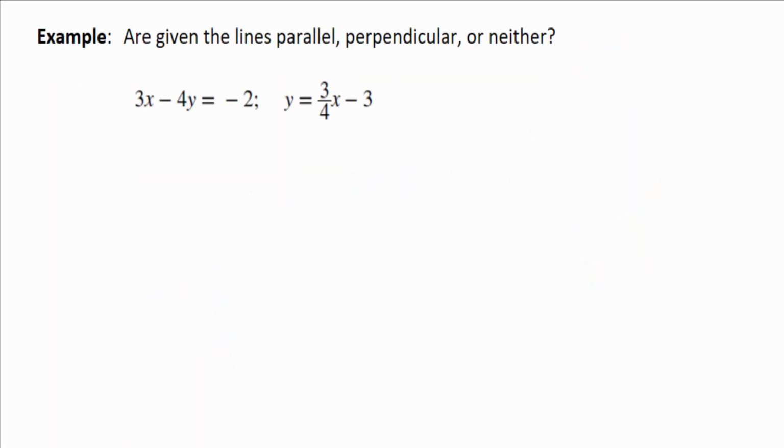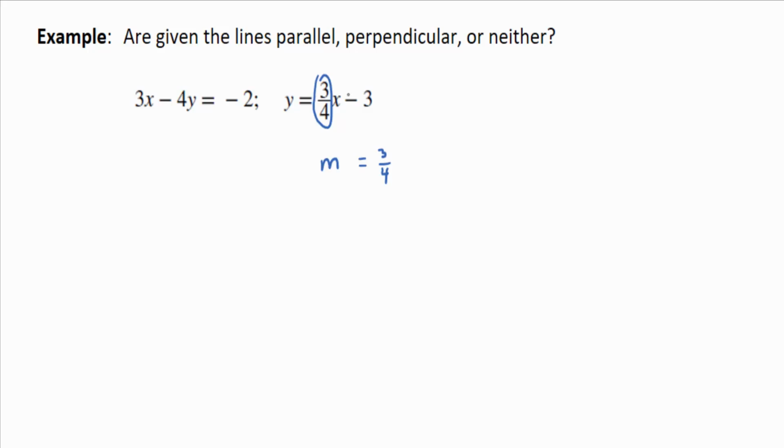In this example, we're asked whether or not the given lines are parallel, perpendicular, or neither. So we're given the equations of two different lines, 3x minus 4y equals -2, and y equals 3/4 x minus 3. So in order to tell whether or not they're parallel, perpendicular, or neither, we need to find the slopes. So the slope of this line, pretty easy, right? It's in slope-intercept form. We know that the coefficient of x is the slope. So the slope of this line is 3/4.